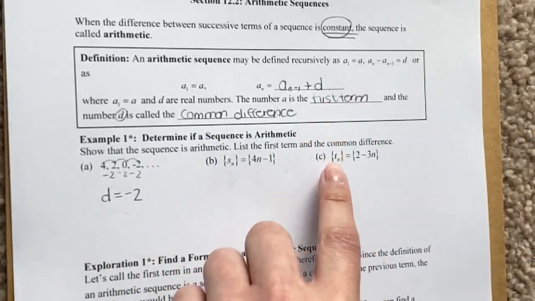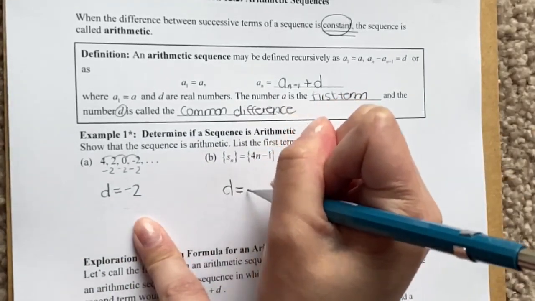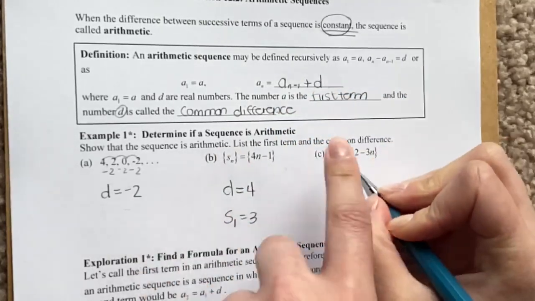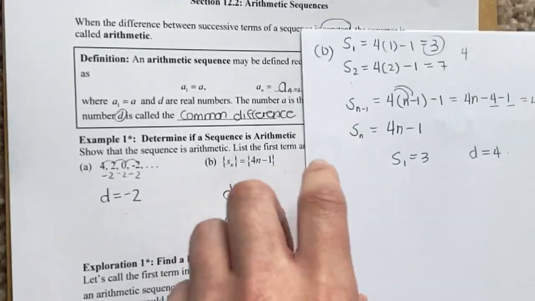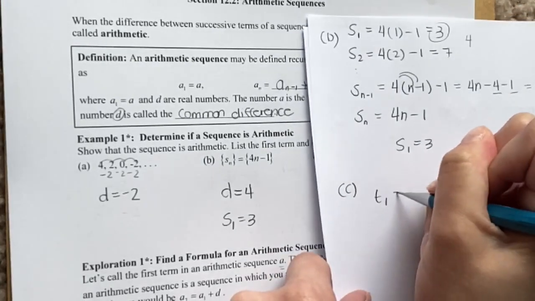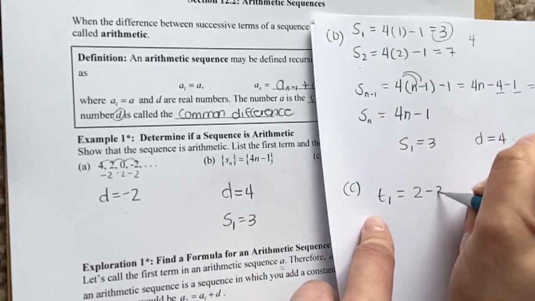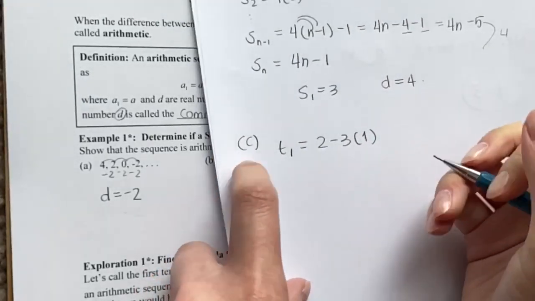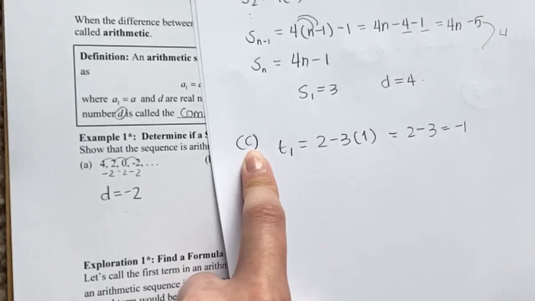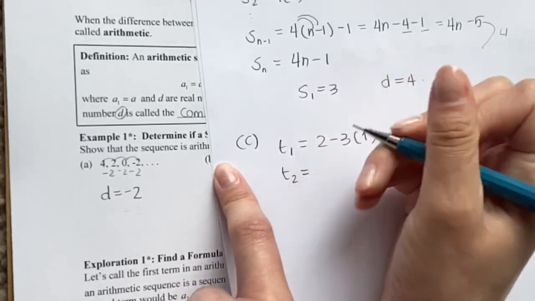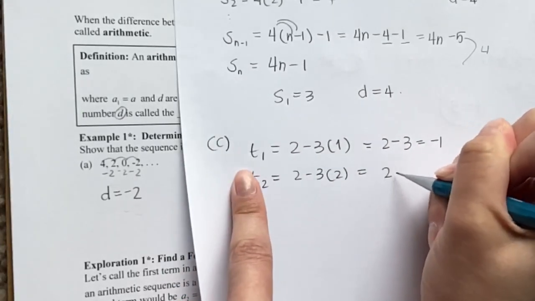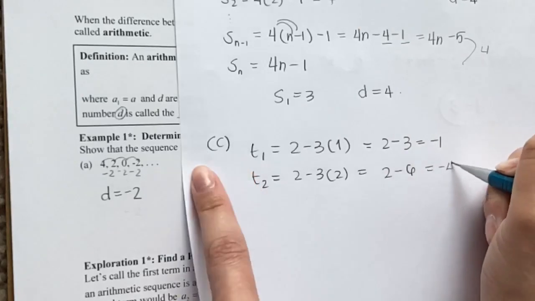So for c, what you have here, d equals 4 and s sub 1 equals 3. Okay, so for this one, let's do it here, t sub 1 is going to be equal to 2 minus 3 times 1, which is 2 minus 3, which is negative 1. Then you know that t sub 2 is going to be equal to 2 minus 3 times 2, which is 2 minus 6, which is negative 4.